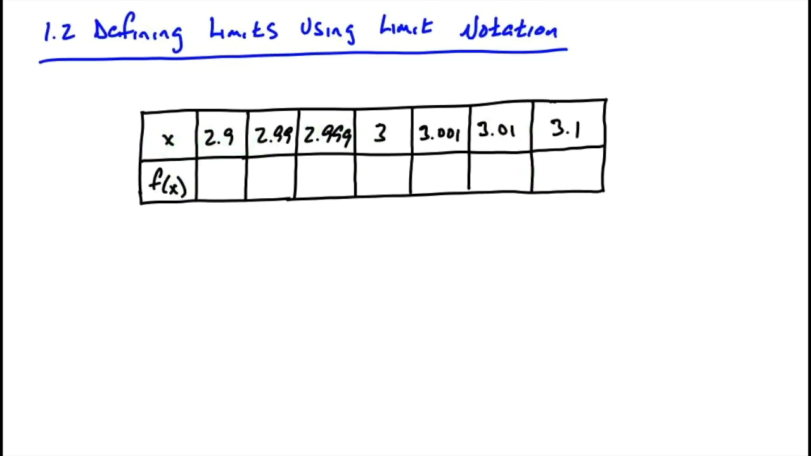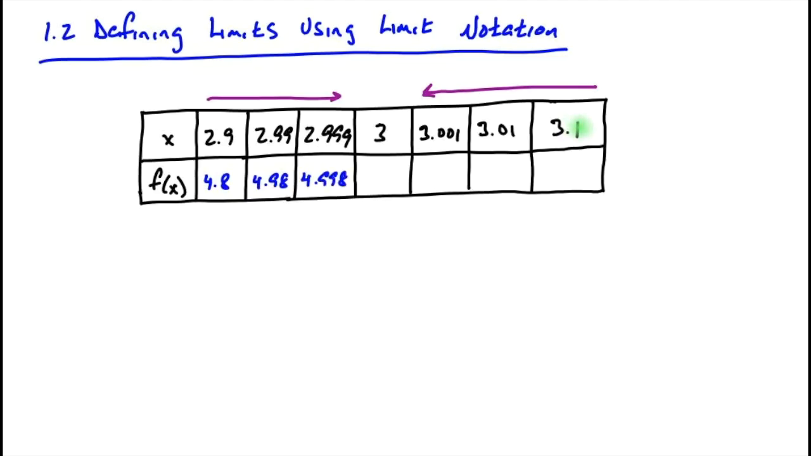On the left side, I've got values 2.9, 2.99, 2.999 that are getting closer to 3. And on the right side, I've got values 3.1, 3.01, 3.001, also getting closer to 3. We're going to fill in some y values, and let's just, for the sake of argument, say on the left side at 2.9, our function evaluates to 4.8. And when we plug in 2.99, maybe it evaluates to 4.98. And the next value, 4.998.